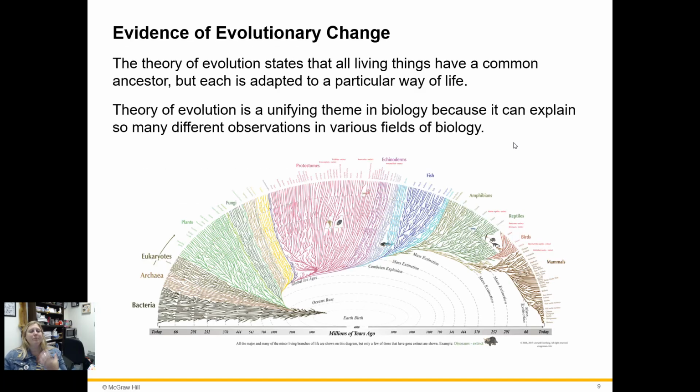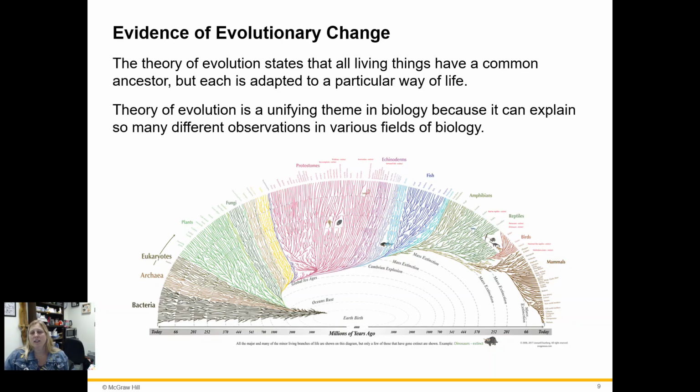Okay. We do have evidence of evolutionary change. Things like the redundancy in the genetic code, the fact that the genetic code is shared amongst all living organisms on this planet, the fact that all cells have cytoplasm, cellular membrane, and genetic material, DNA, right? There's a lot of these things that are very important. Evolution is a unifying theme in biology because it can explain a lot of the different observations in various fields of biology and can help us understand our world as a whole.